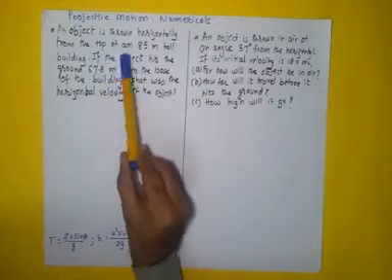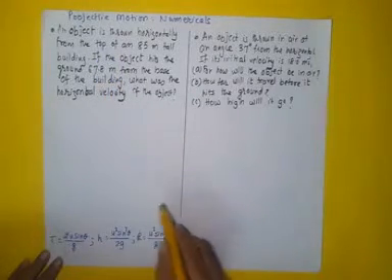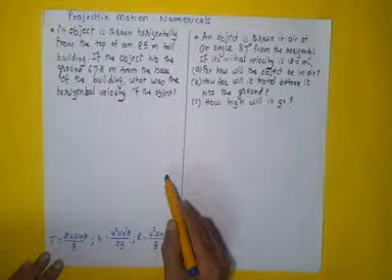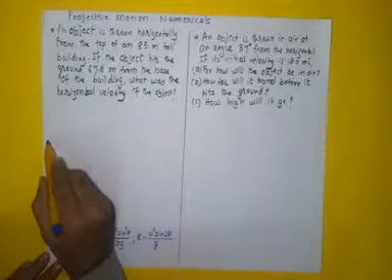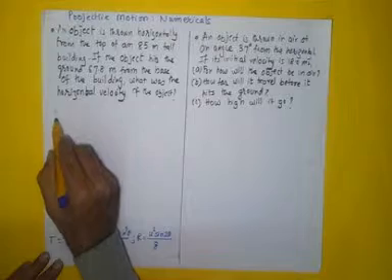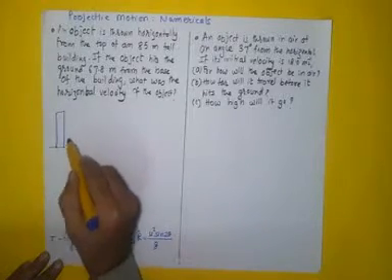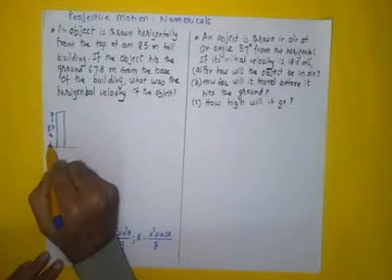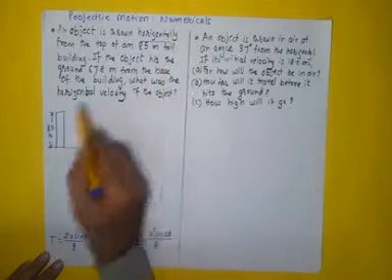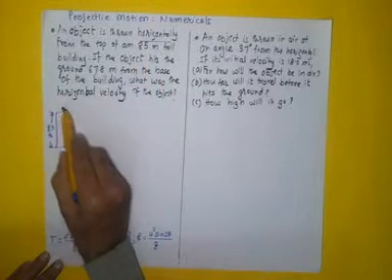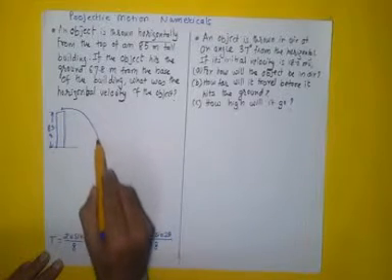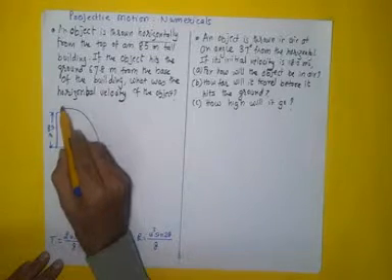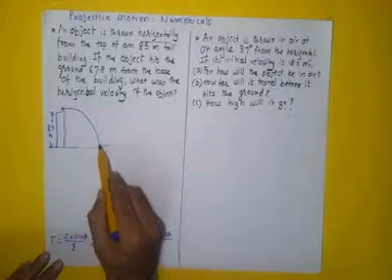An object is thrown horizontally from the top of an 85-meter tall building. If the object hits the ground 67.8 meter from the base of the building, what was the horizontal velocity of the object? So we have a situation like this: this is the ground and this is the building which has a height of 85 meter. An object is thrown horizontally, so it starts off from here in the horizontal direction and then comes and hits the ground. This is the projectile motion of the object starting horizontally and then coming down like this.